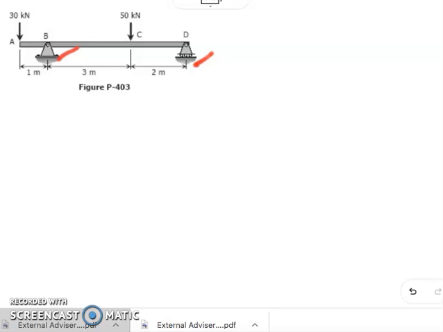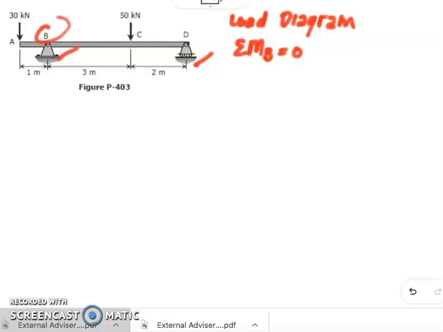Using the equations of equilibrium, from the load diagram we have to identify our reaction forces, R sub B and R sub D. So we take the summation of moments at point B, from which we can get the reaction at point D. Of course, we consider the counterclockwise direction to be negative and the clockwise direction to be positive.